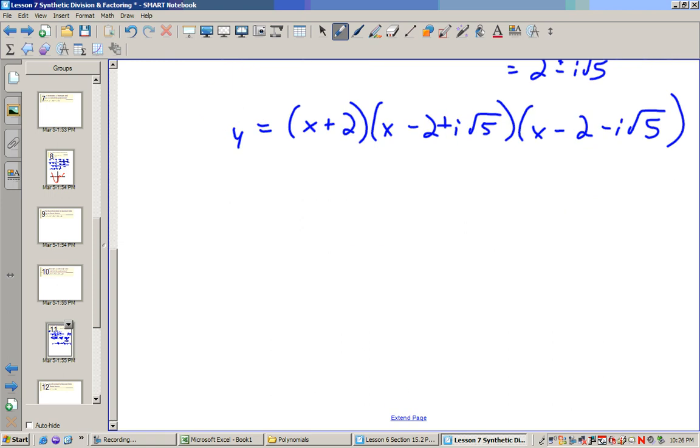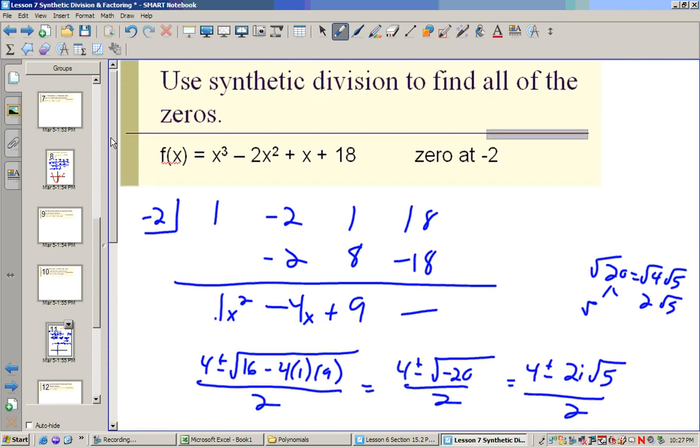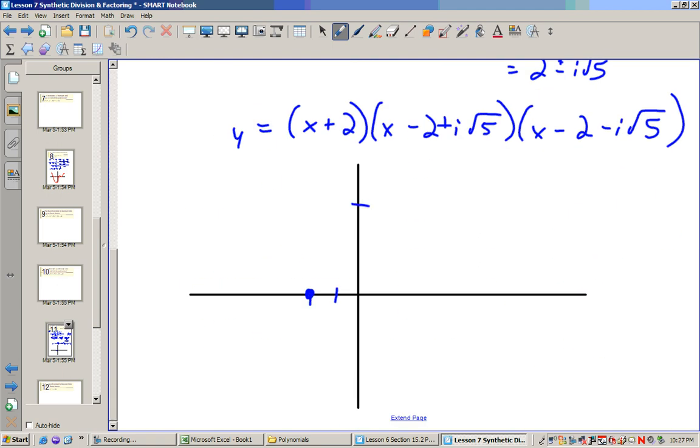Now, to actually draw the graph, we don't know much about this graph without our calculator. What we do know is it crosses at -2, and that's the only real zero it's going to cross. It has a positive leading coefficient, so it's going to generally look like this. It's going to cross the y-axis at positive 18. But we don't know how this will affect the function. So let's just say it comes up, it's there, and turns around at some point and then comes back up.